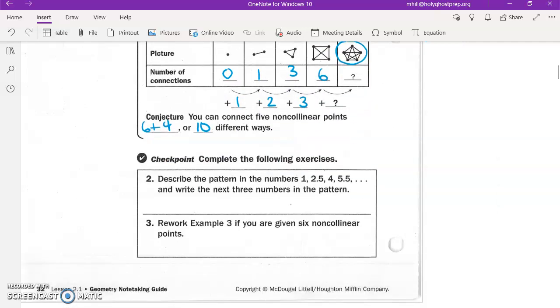All right, your checkpoint here. I am not going to do these with you in this video. You are going to hit pause and you are going to come up with these 2 answers. And then we will go through them next class. So hit pause and try numbers 2 and 3.